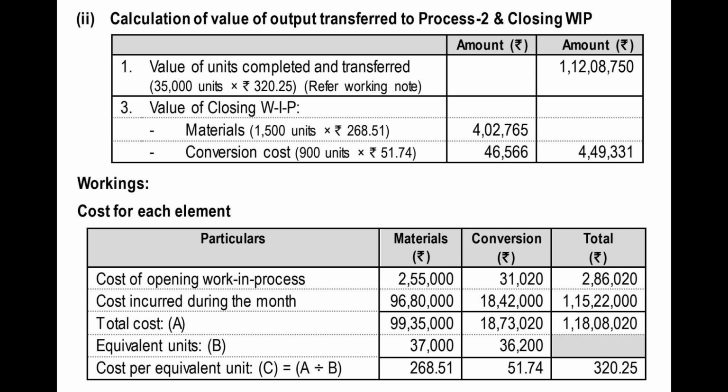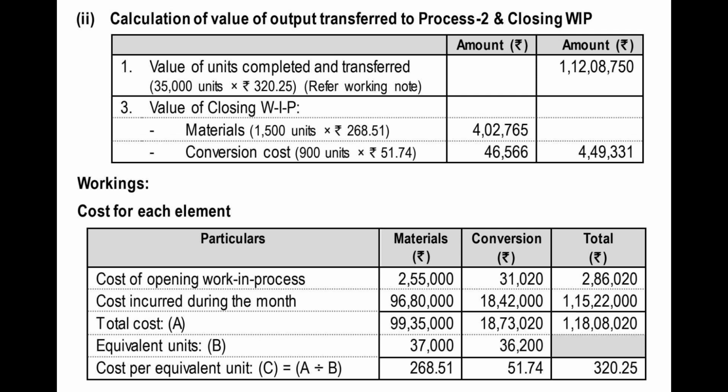Then go to particulars, write cost incurred during the month. Go to the material column, update 96,80,000. It is given in the problem itself. Then go to the conversion column, update 18,42,000. It is also given in the problem itself. Then add material and conversion cost and update the total column. So 96,80,000 plus 18,42,000 is 1,15,22,000.